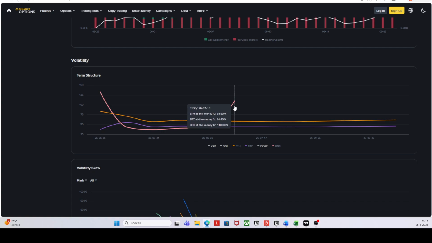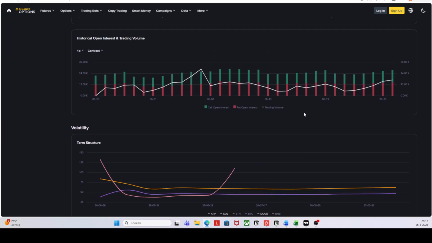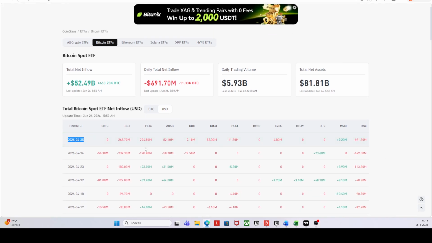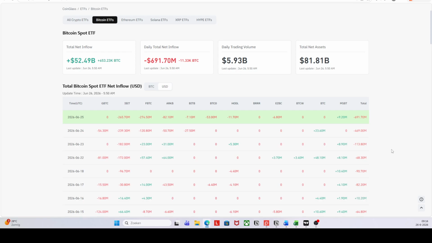Volatility, okay. But when we look at the ETF inflow and outflow, we can clearly see a very bad day in terms of ETF outflow on really all platforms here. A total of around minus 691 million being pulled out of the crypto market is really bad for the crypto market.